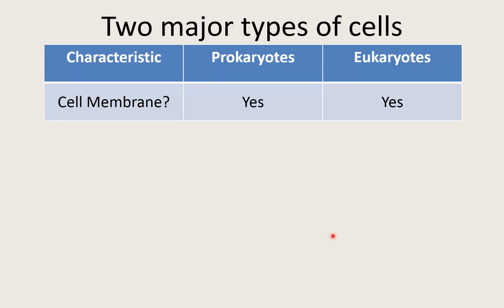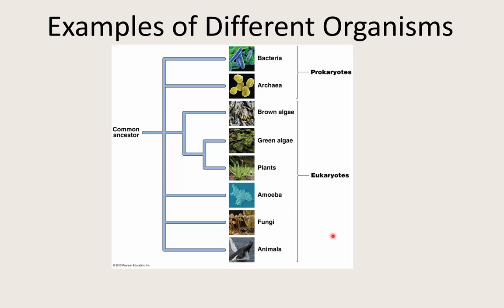Again, some don't have the cell wall outside of it, but all cells on Earth have a cell membrane, no matter if you're a bacteria, a prokaryote, or an animal, plant, some kind of eukaryote. You all have a cell membrane. Okay, so that basically summarizes the differences between prokaryotes and eukaryotes.